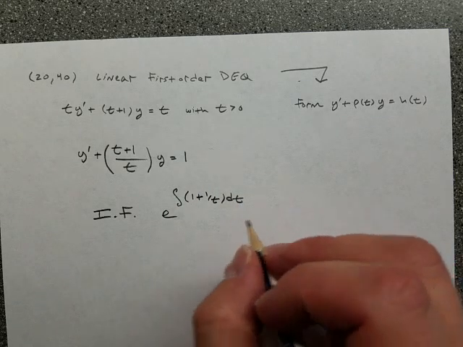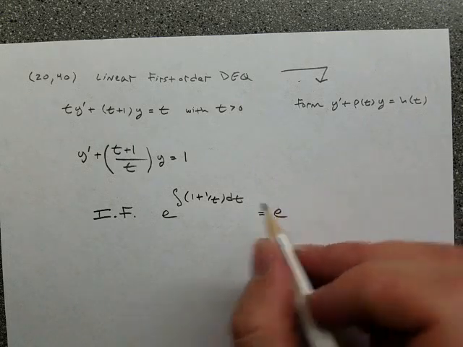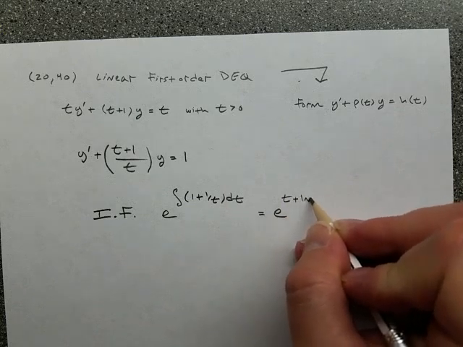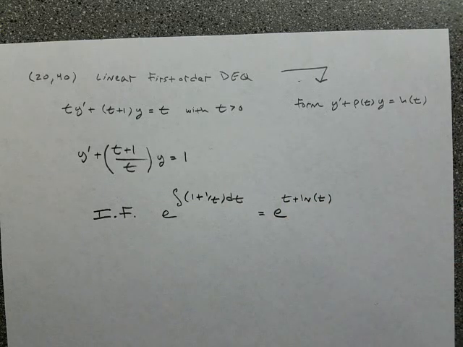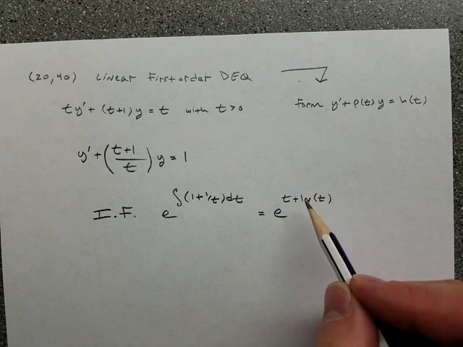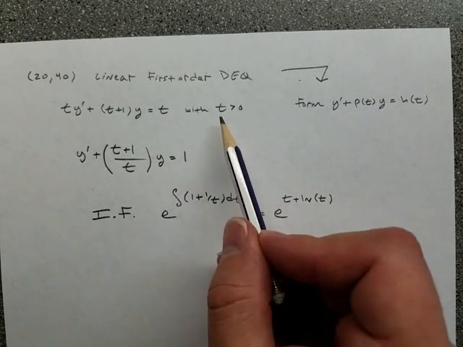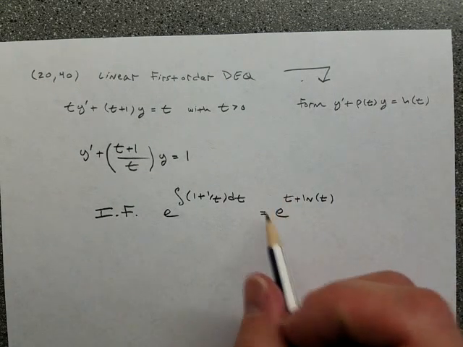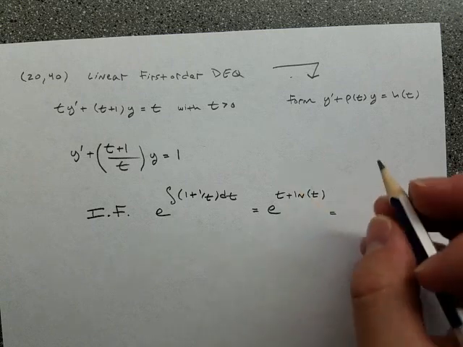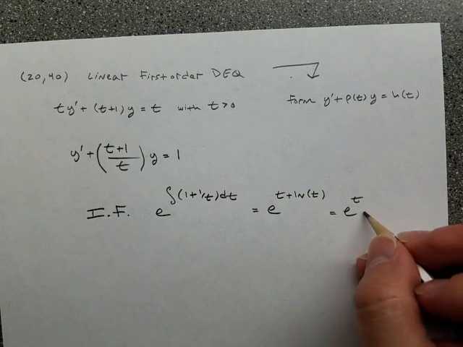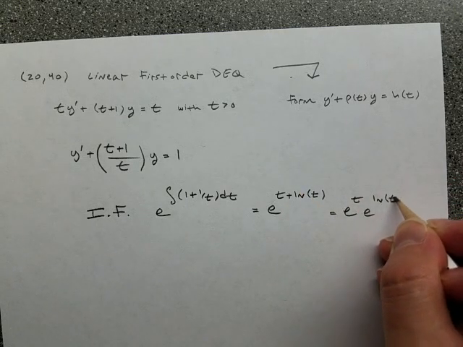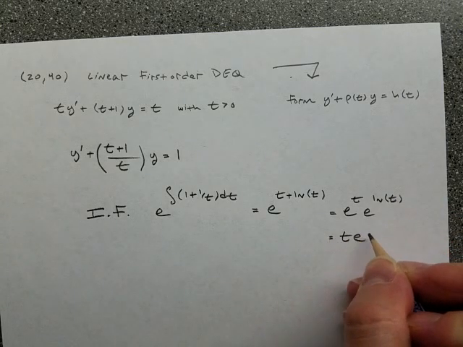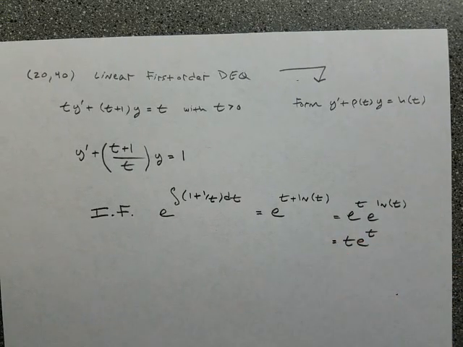That's going to be, well, okay, that's t. That's what the 1 gives me. And this I get to say is natural log of t. Ordinarily, I might say natural log absolute value of t, but it was given that t is positive, so I don't have to worry about that. So what's that become? Laws of exponents are in play here, and I get that. And so I guess we would say t e to the t power. So that's your integrating factor.